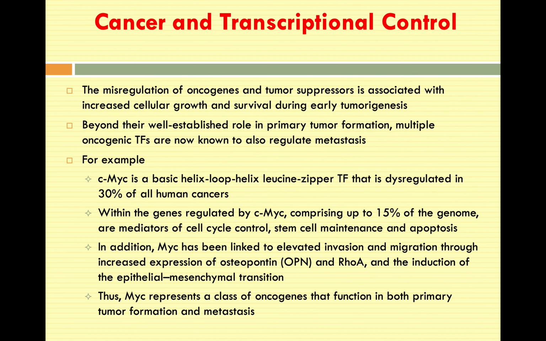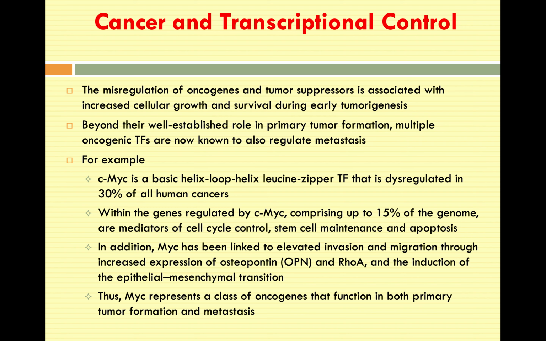Another point is that misregulation of oncogenes and tumor suppressor genes is associated with increased cellular growth and survival during early tumorigenesis. What happens is that beyond their well-established role in primary tumor formation, multiple oncogenic transcription factors are now known to also regulate metastasis. These are some of the examples.